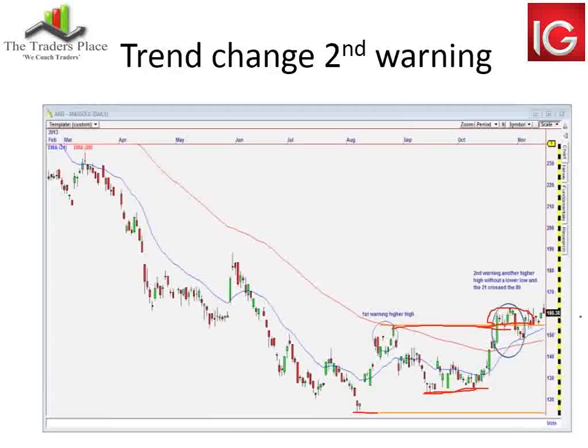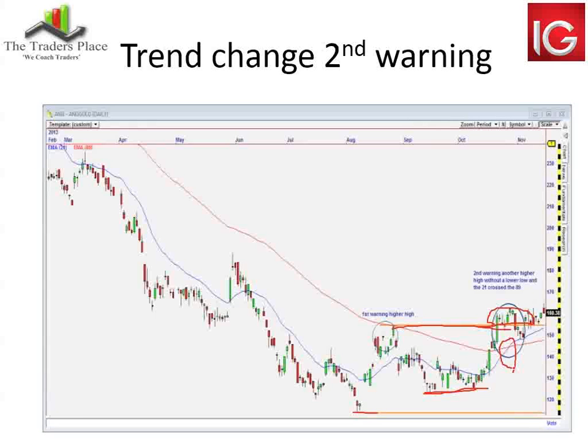I've got 2 higher highs, and the moving averages have crossed over. So 21's crossed above the 89. Anglo Gold has gone from downtrending to uptrending. Whether you apply that as a trading signal would be up to you. At the end of the day, we've been shorting Anglo Gold all the way through that downtrend. This was an indication that I should no longer be shorting Anglo Gold.